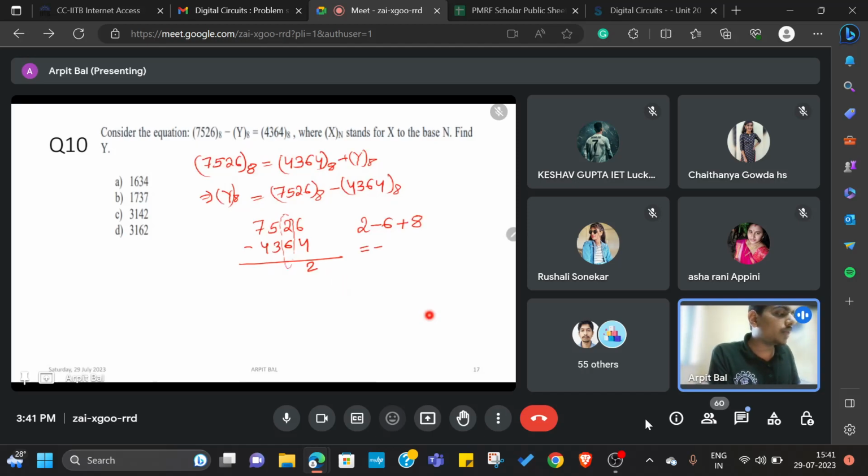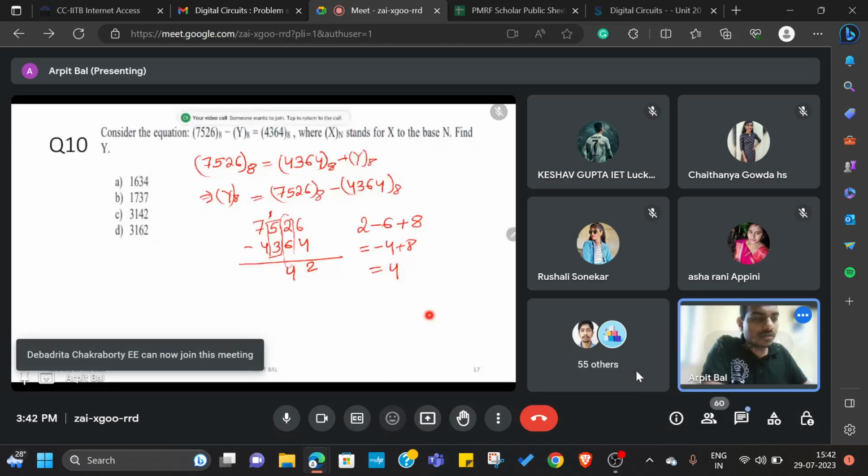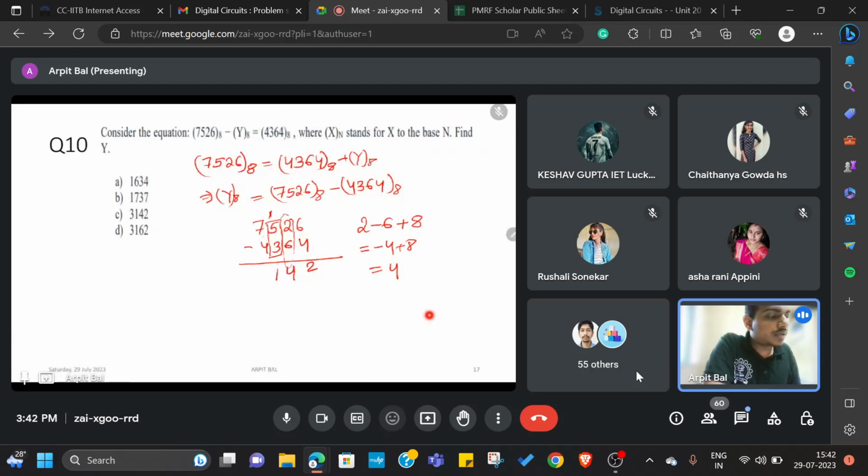So this value will be minus 4 plus 8, that will be 4. Okay, so this is 4. Fine. And as we have borrowed, so we'll represent it as 1 here. So this particular one needs to be subtracted from this 5, the 3 column. So it will be 5 minus 3 minus 1. Okay, so this will be 5 minus 3 is 2, minus 1 is 1. Then 7, 4, 3. So the answer is 3142.